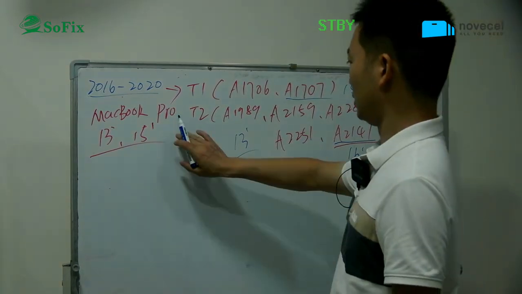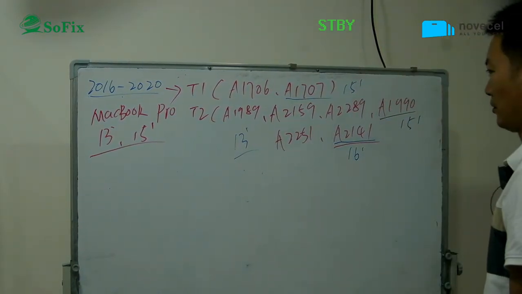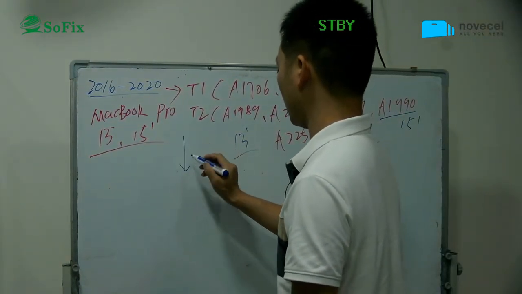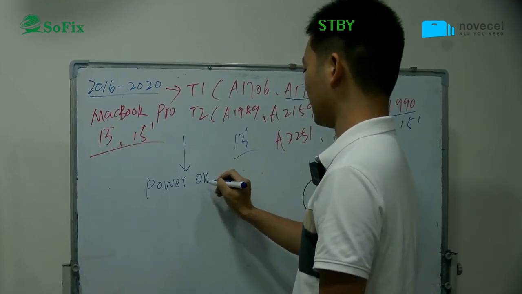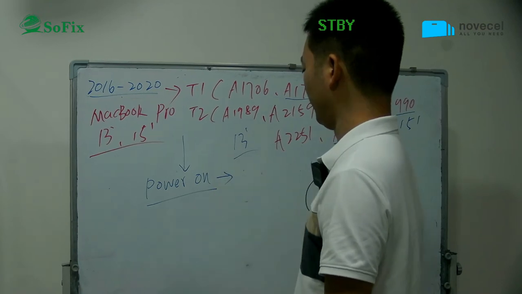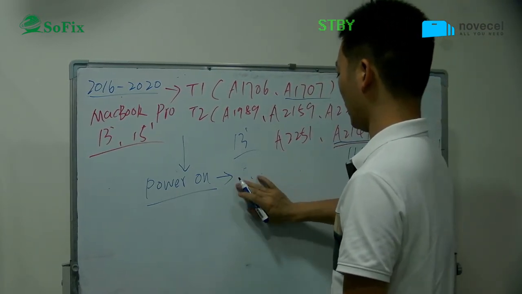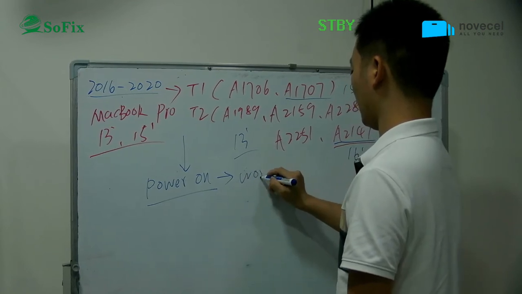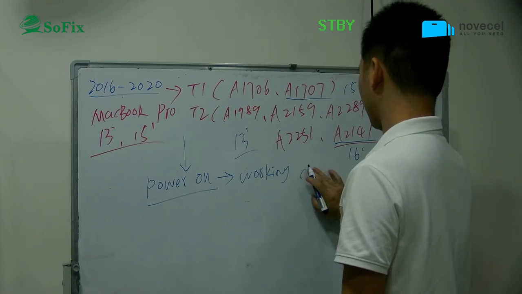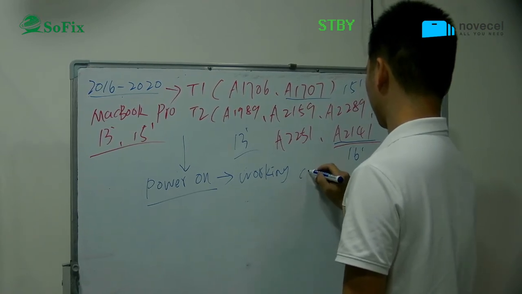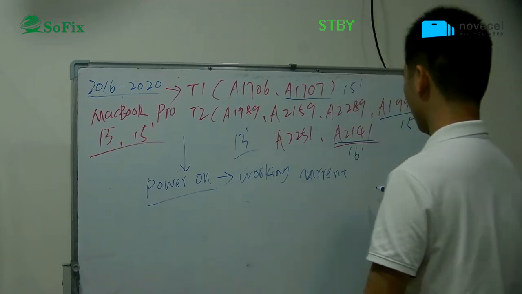So you connect the power cable. The situation is that you connect the power cable, power on, and it is normal. Then you see the working current of the motherboard, and the working current is also normal.